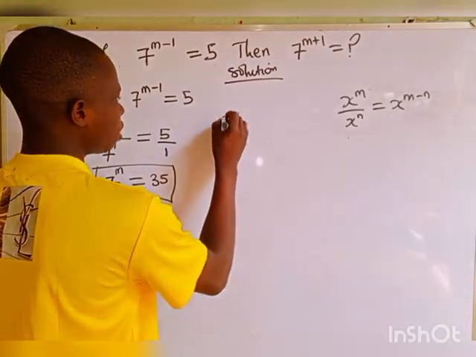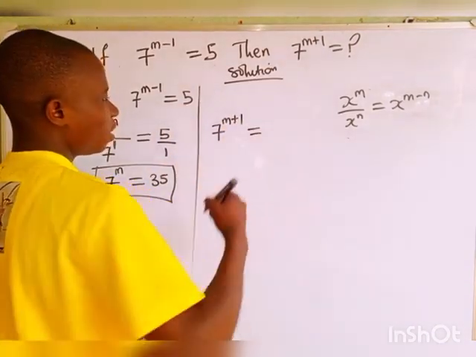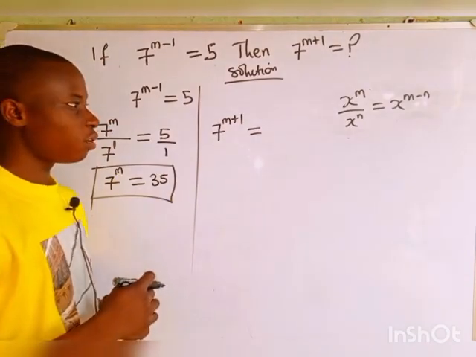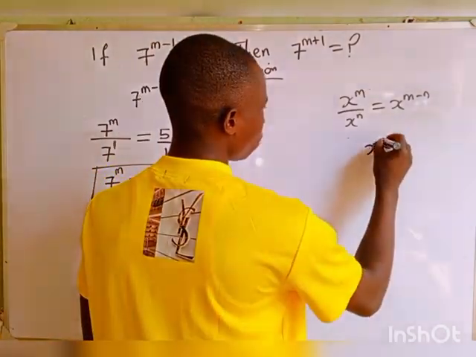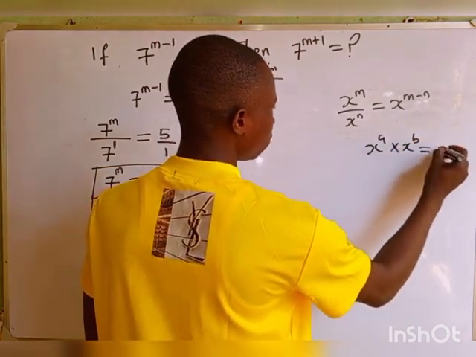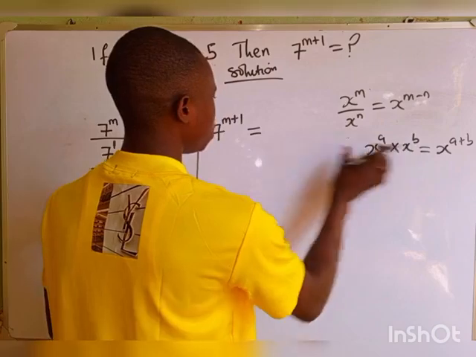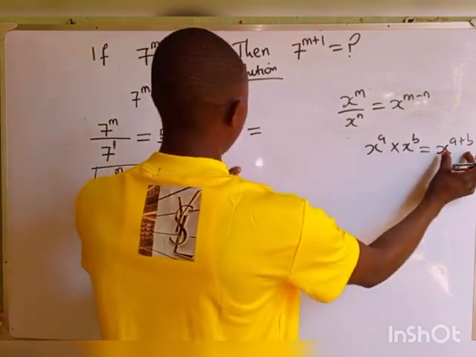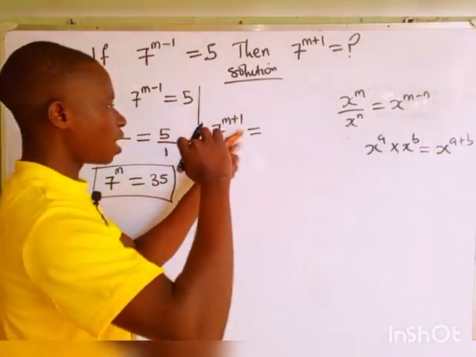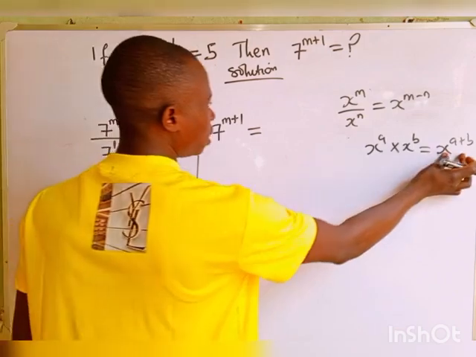So we have what? 7 to the power of what? m plus 1 can also be written as, recall the multiplication law of indices, when you have x^a multiplied by x^b, since the base is the same, write one of the base, then add the powers. So this is equivalent to this. And if you look here, 7^(m+1) is in the form of x^(a+b). So we're going to transform this to this form.